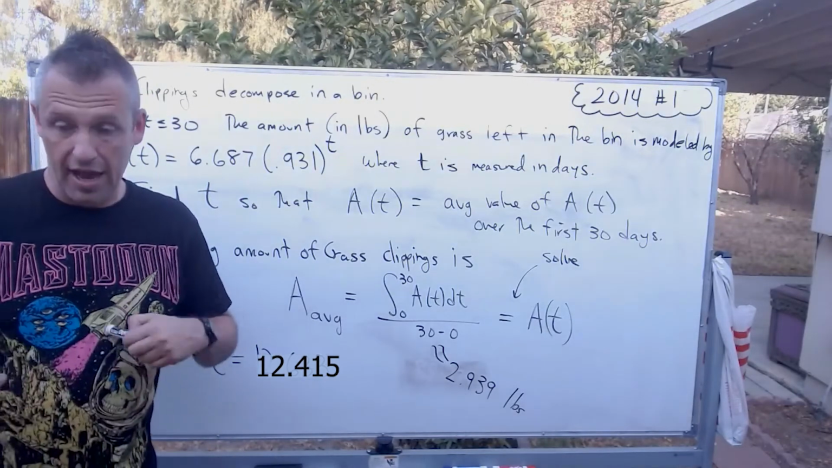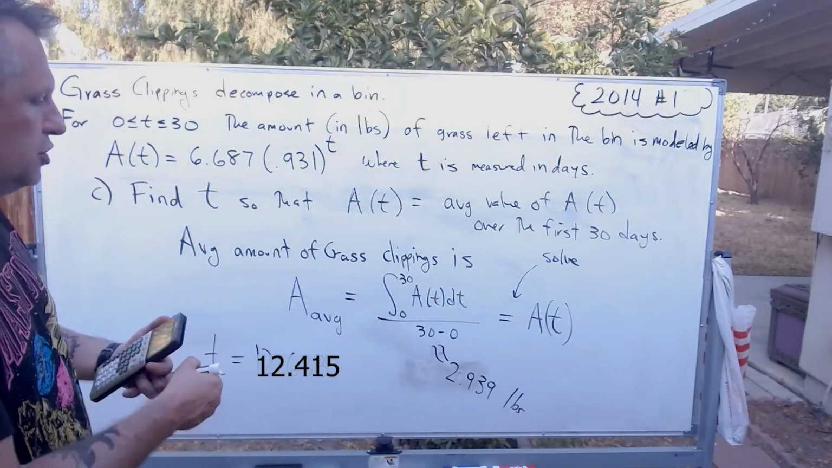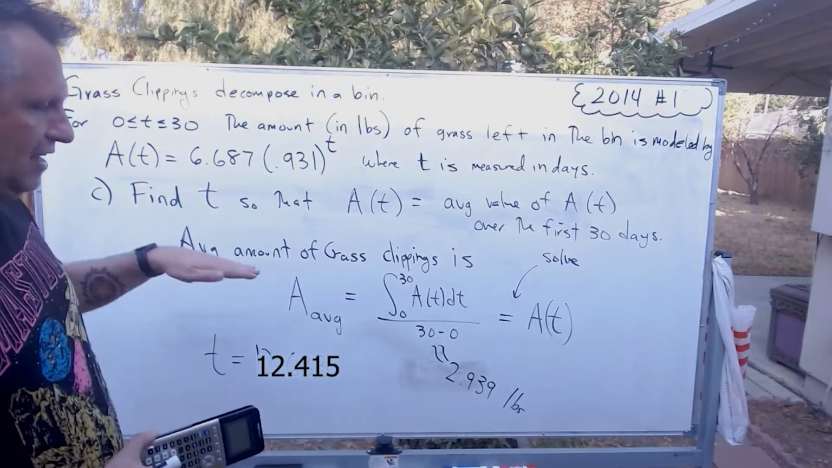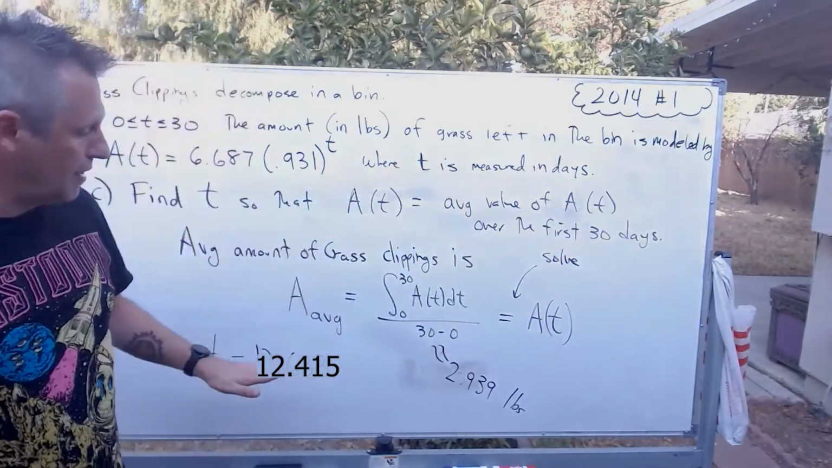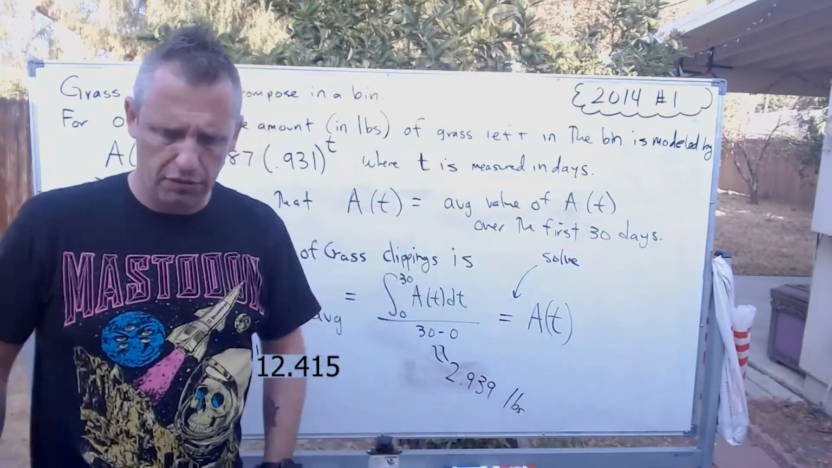On the 12th and a half day out of the 30 days is when it actually hit the average amount. It also makes sense that this is before the 15th day because we talked about it decreasing faster at first.